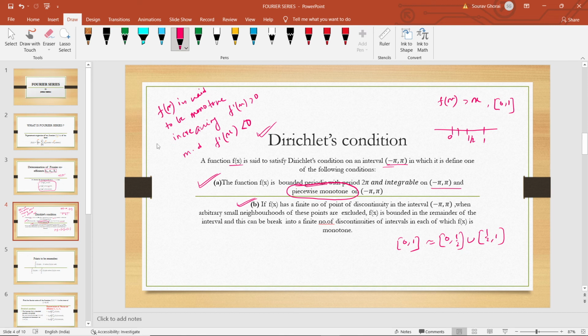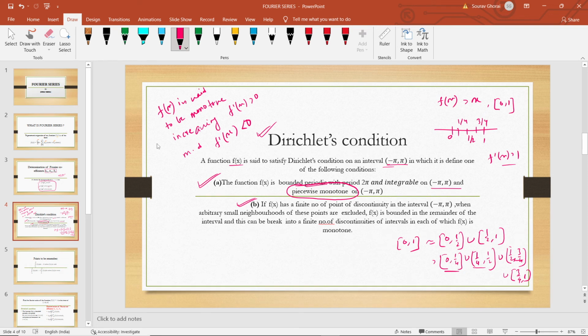Similarly, you can define it also like this: 0 to half, union half to 3 by 4, union 3 by 4 to 1. Now if you find f dash x, that is 1, and check that in every interval this is greater than 0 or less than 0. That is the concept of piecewise monotone.